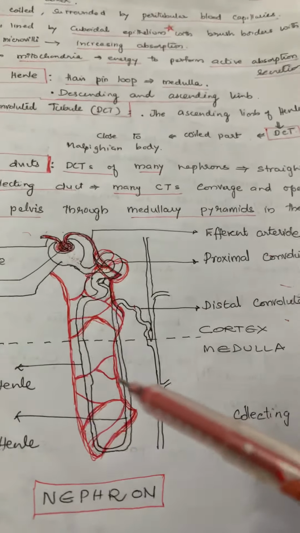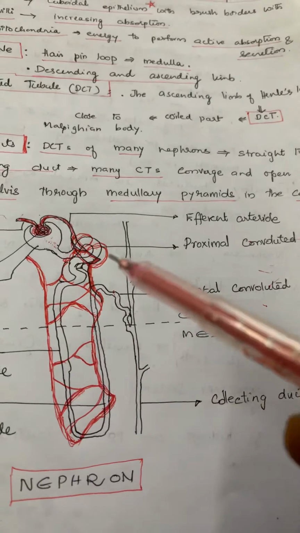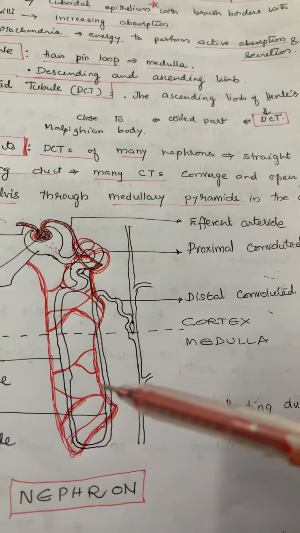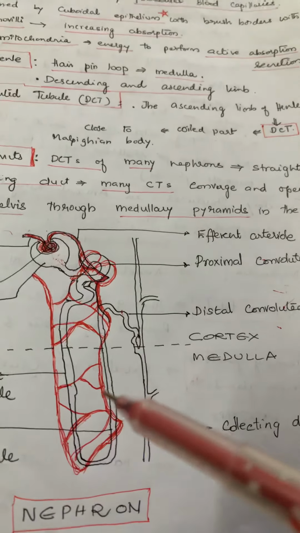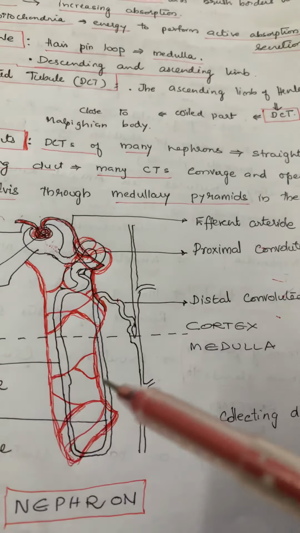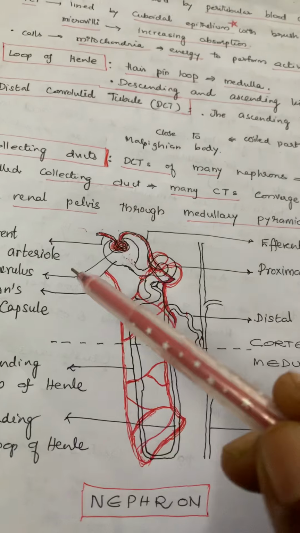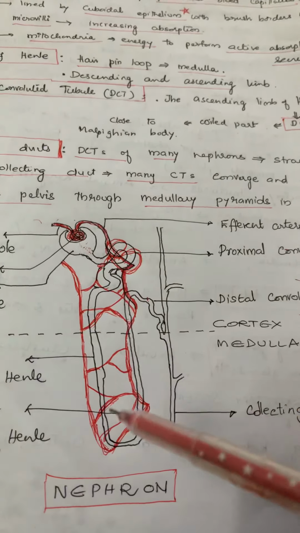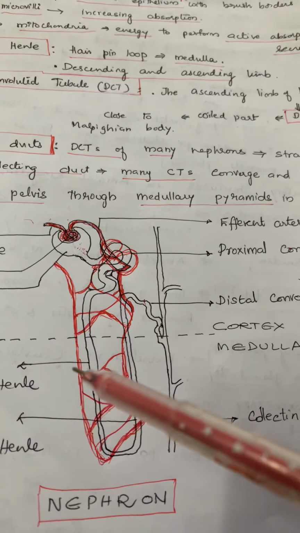Today, let us discuss about the nephron, which is present in humans. Nephron is the structural and functional unit of the kidney. It consists of two parts, namely glomerulus and renal tubule.